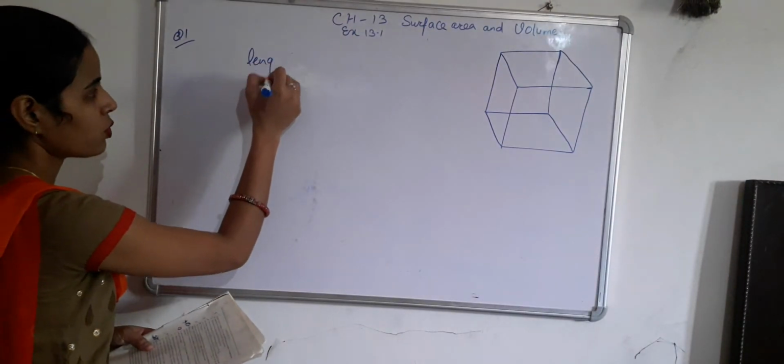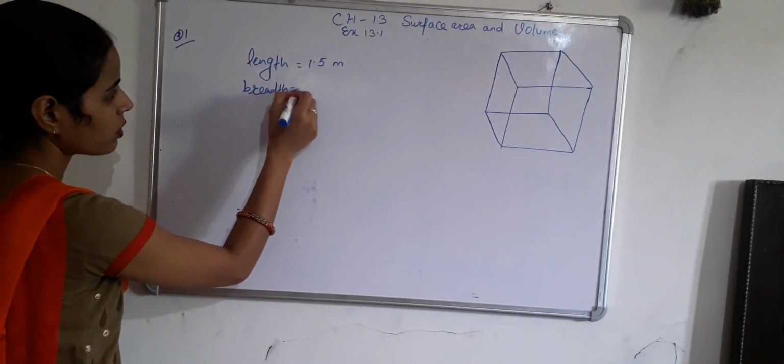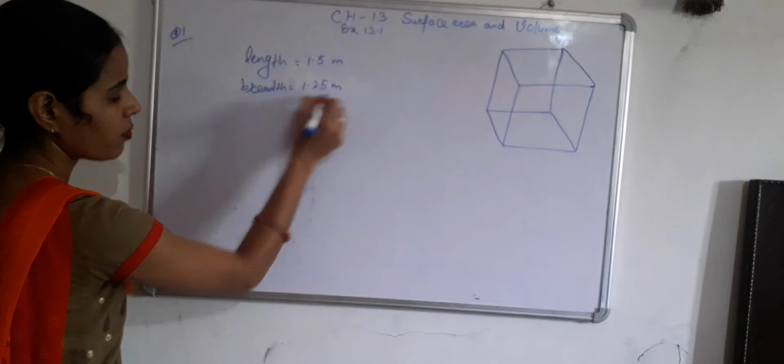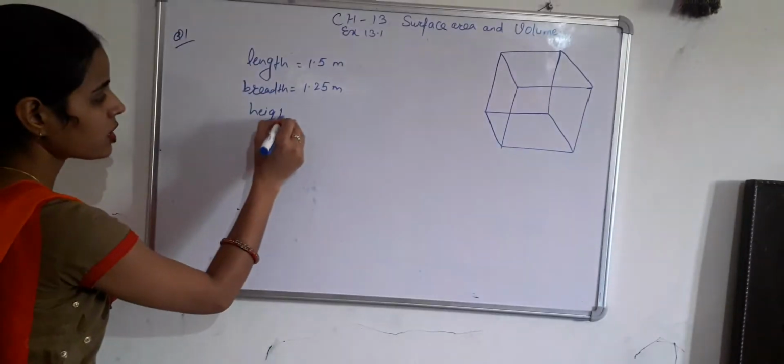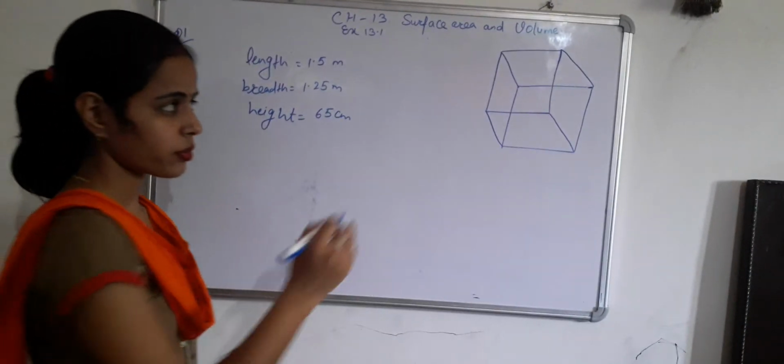a plastic box 1.5 meter long, 1.25 meter wide and 65 centimeter deep is to be made. It is open at the top. First, find the area of sheet required to make the box. Length equals to 1.5 meter, breadth equals to 1.25 meter and height of this plastic box equals to 65 centimeter.